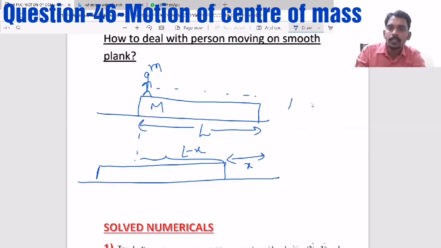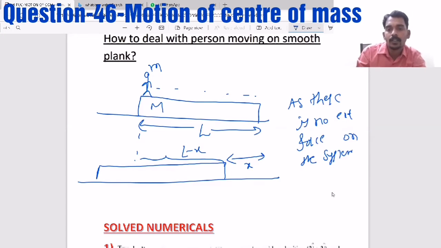So here, as there is no external force on the system, the velocity of center of mass is 0. Therefore, the shift in the position of center of mass is 0.